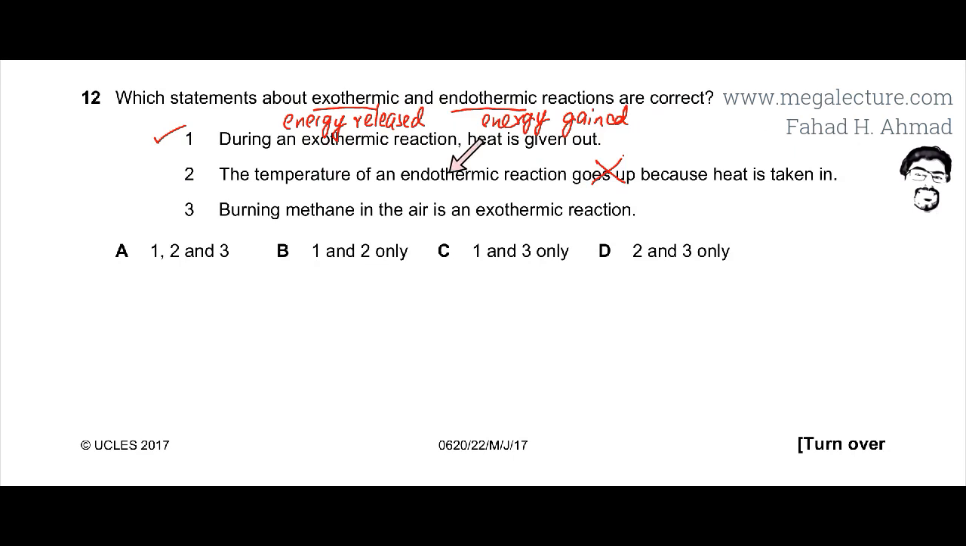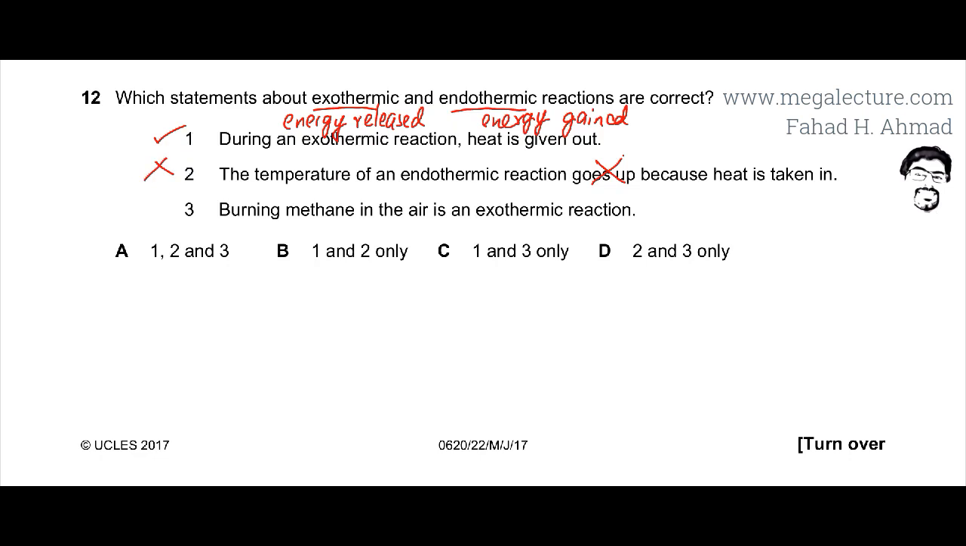When the reaction absorbs energy, the temperature is going to drop. So temperature is not going to go up. Endothermic reactions, temperature drops. And remember, when you're measuring temperature, you're measuring the temperature of the environment. So if a reaction is taking up all the energy, then the temperature of the environment is going to drop. So the temperature goes down. So the second statement is incorrect.